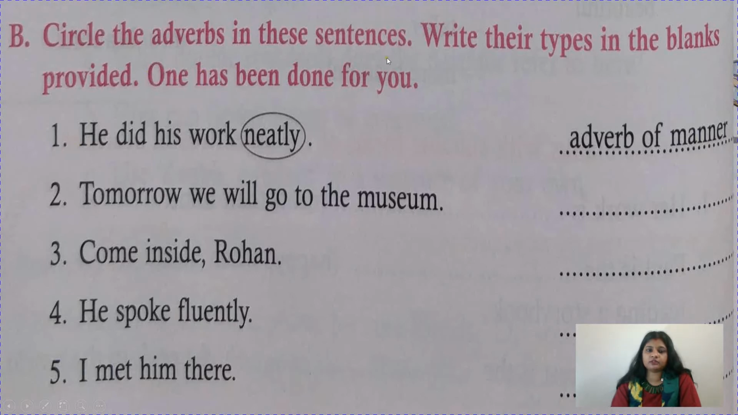Now circle the adverbs in these sentences. Write their types in the blanks provided. One has been done for you. He did his work neatly. So children, here neatly is an adverb. Why? Because it is telling more about the verb.